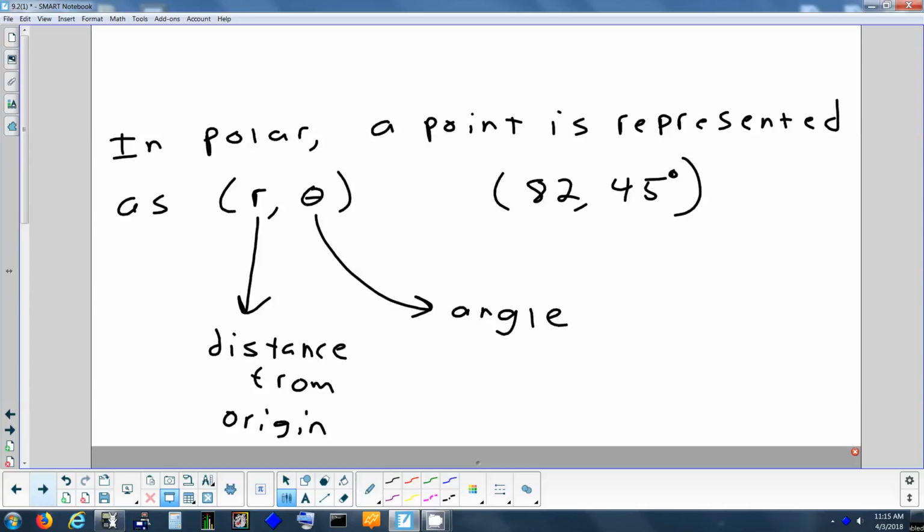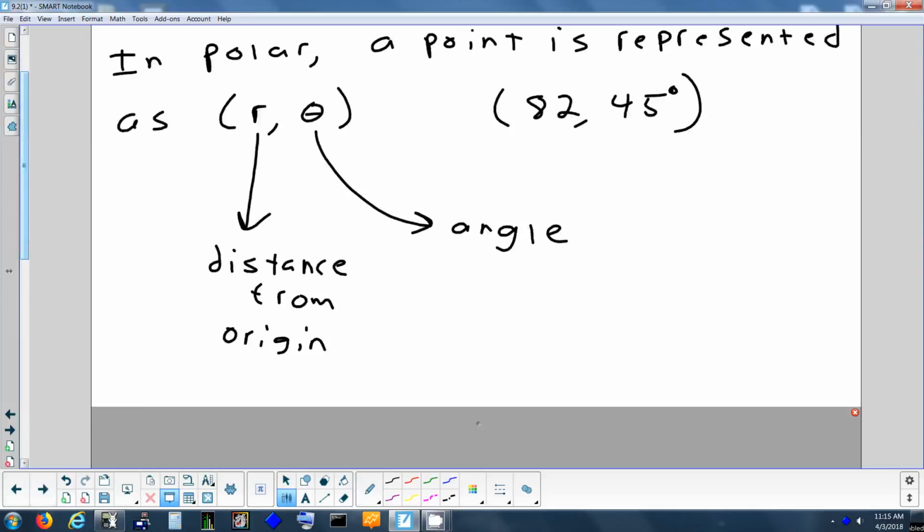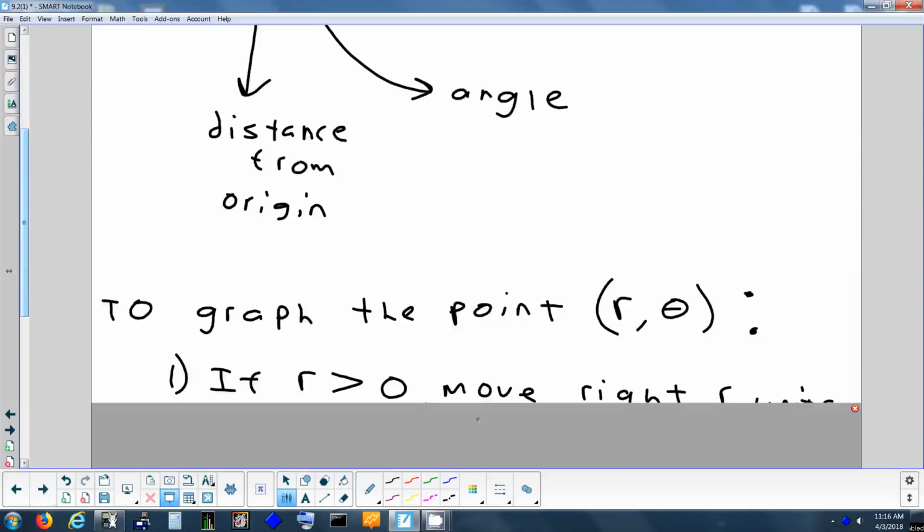So that's a point in polar. The distance is 82 units from the origin, and it's at an angle of 45 degrees. Now, just like with x and y's, they can both be positive, they can both be negative, or you can have one of each. So I'm going to explain to you what directions you move in for positive and negative. It's exactly the way you would think and that we're used to.